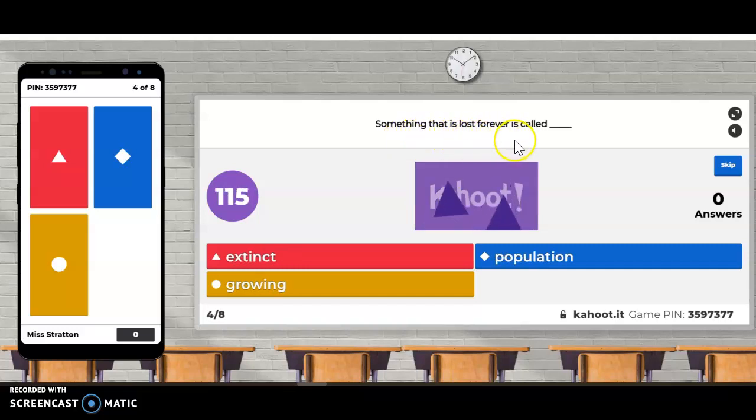Something that is lost forever is called extinct for the triangle in red. Something that is lost forever is called population for the diamond in blue. Or something that is lost forever is called growing for the circle in yellow.